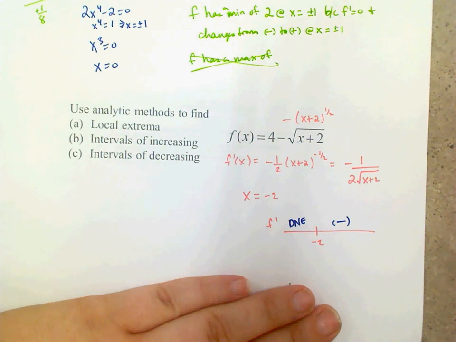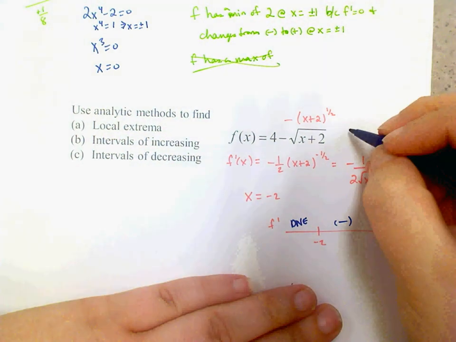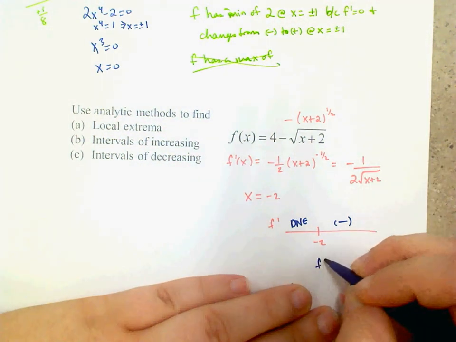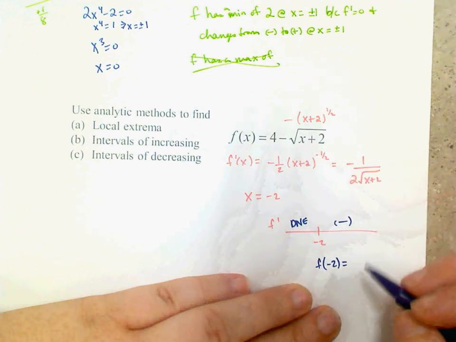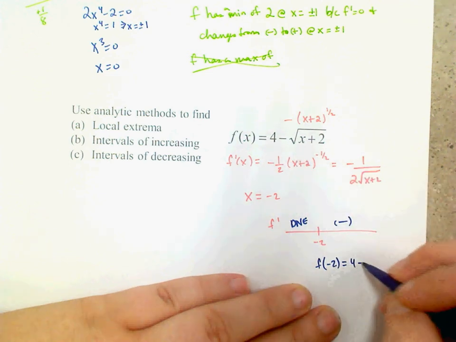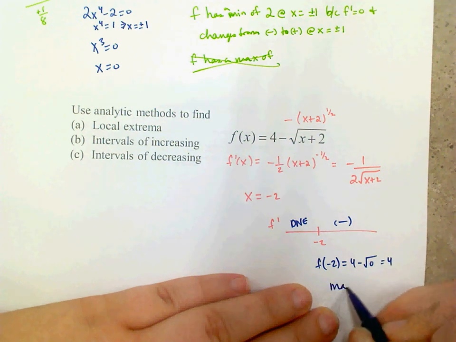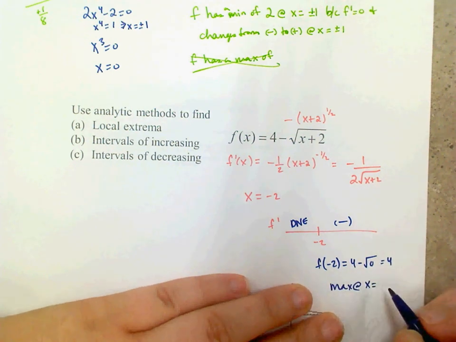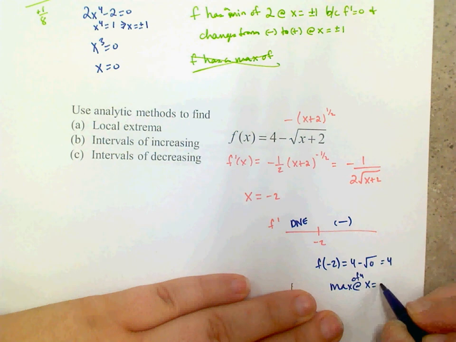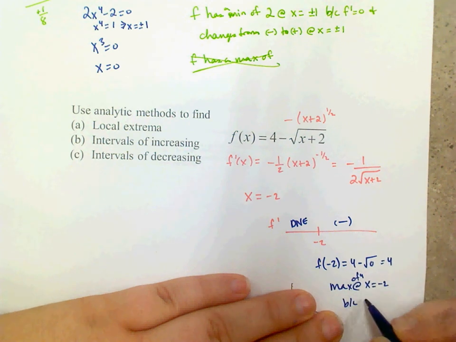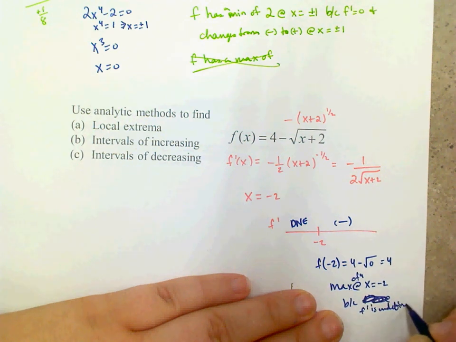So if I want to find out what the maximum is, I would say f of negative 2 is 4 minus the square root of 0, which is just 4. And so I know that I have a max of 4 at x equals negative 2, because f prime, well, f prime doesn't equal 0, f prime is undefined, because you don't have derivatives at endpoints, at x equals negative 2.